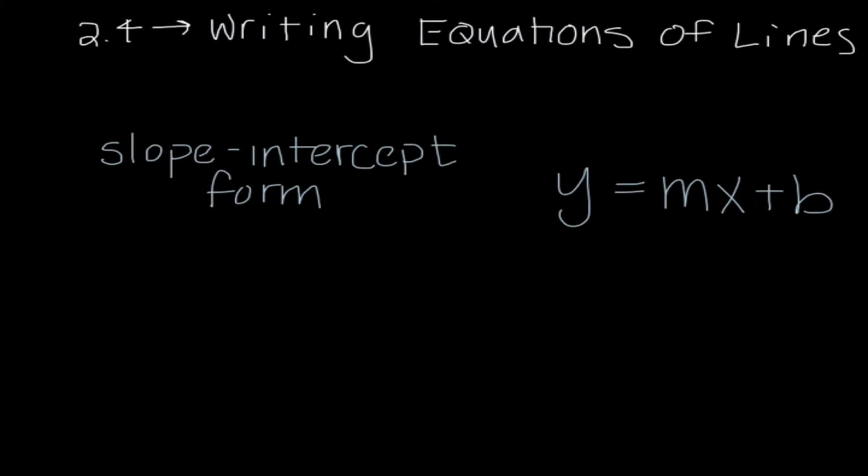So our first type we call slope-intercept form, and you guys are really familiar with this, y equals mx plus b. So in order to write the equation, I need to replace m and I need to replace b, and that would give us our equation of a line.